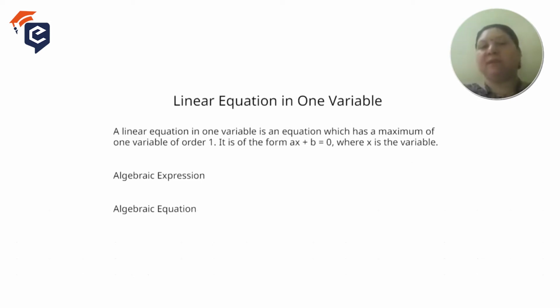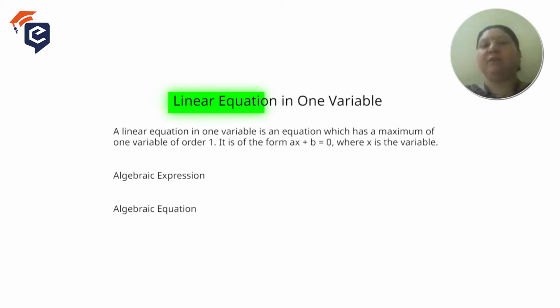So if this is an algebraic expression, then what is an algebraic equation? Let's see the same example here: 8x plus 5 equals 0. Because of this equal to sign, this particular term gets converted into an algebraic equation. So basically, whenever the equal to sign is there in any algebraic term, that particular term will be considered an algebraic equation.